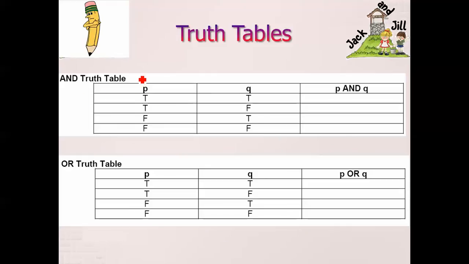Alright, so here's our truth tables. P is true, so P would be, in our instance, Jack went up the hill. And our Q is Jill went up the hill. So true, true, and statement is true. All the rest of the time, if there's one false, then an and statement is false. An or statement is true when at least one is true. Here's a true, here's a true, here's a true. Those are all true because only one has to be true. And then it's false when both are false.